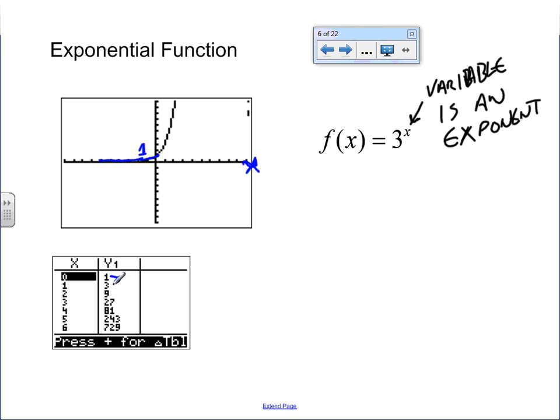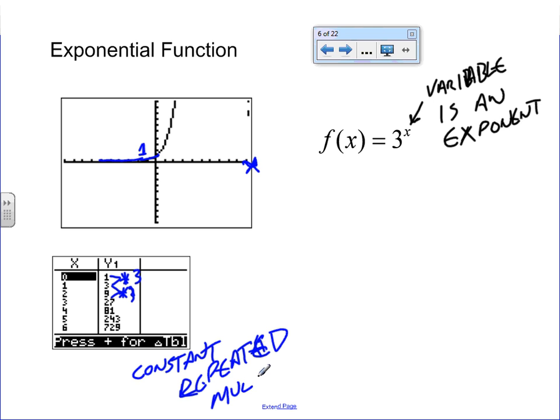In the table, to get from one number to the next number, instead of adding, if I added, I'd be adding 2 here and then 6 there. To get here, I'm going to multiply. I multiply by 3. I, again, multiply by 3. I multiply by 3. I multiply by 3, the whole way down to get any one of these numbers in the table. Okay, so we end up with some sort of constant, repeated multiplication.